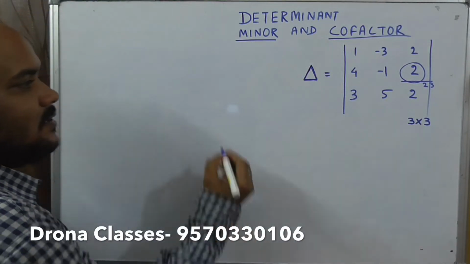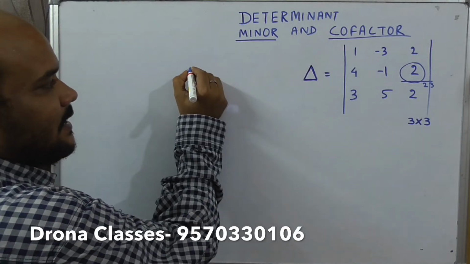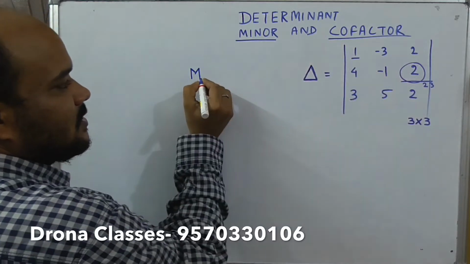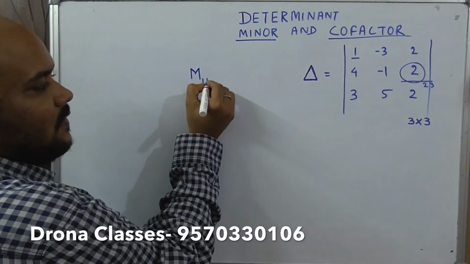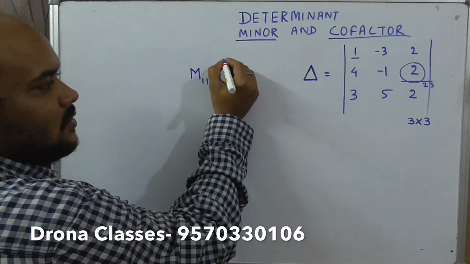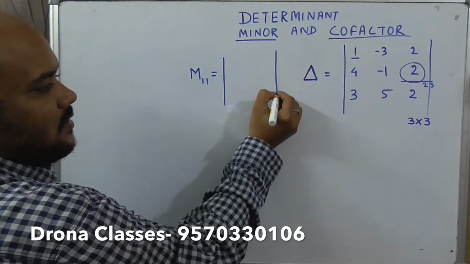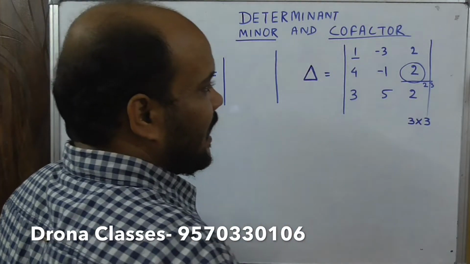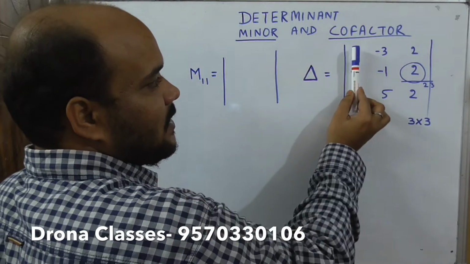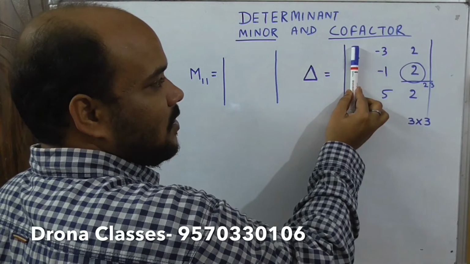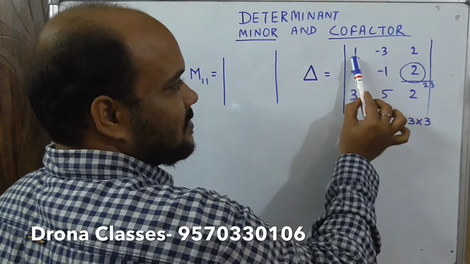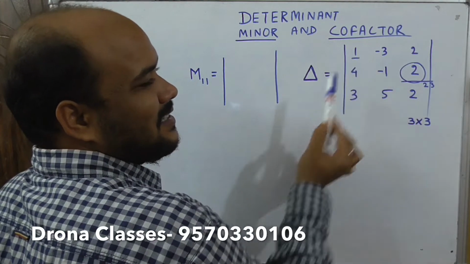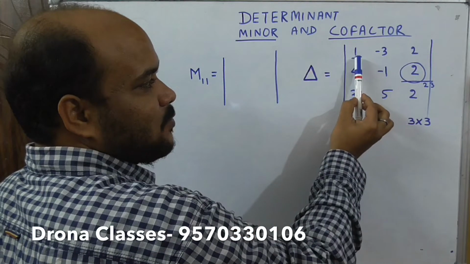Now, how to find minor? Let's say I need to find the minor for this position, which is 1, 1. The process for finding minor 1,1 is that I would not look at this column and this row, because this is the element we are talking about and we are supposed to find the minor at this position.